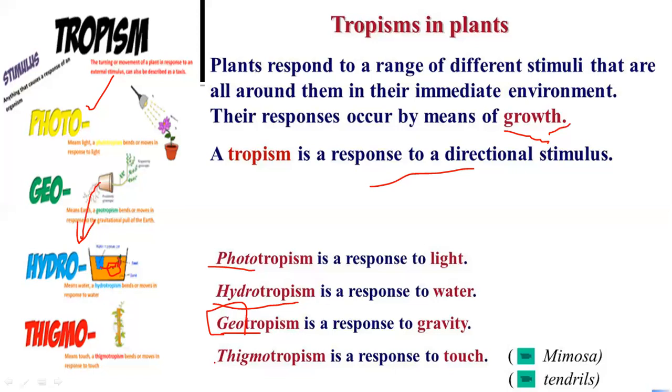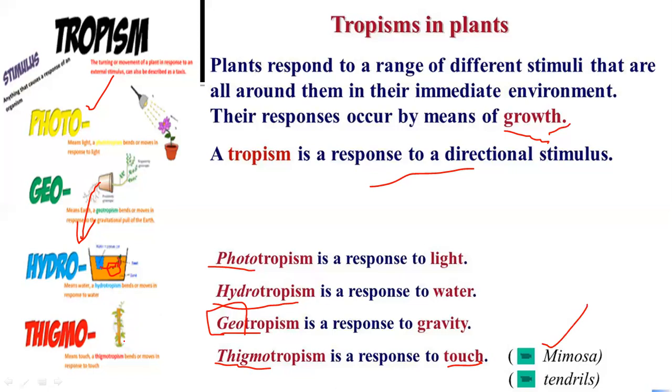Then we can have thigmotropism, that is response to touch. Like when we touch any type of plant, their leaves get closer. A very good example is mimosa, which is called touch-me-not.